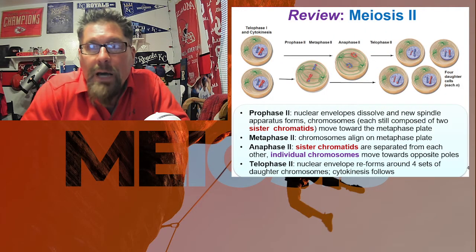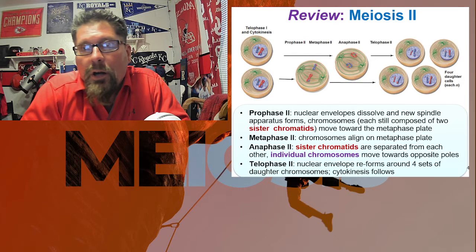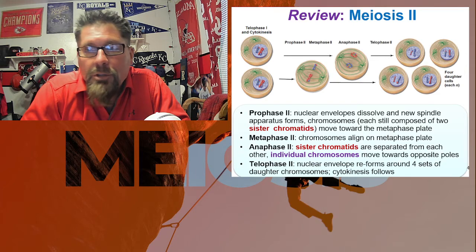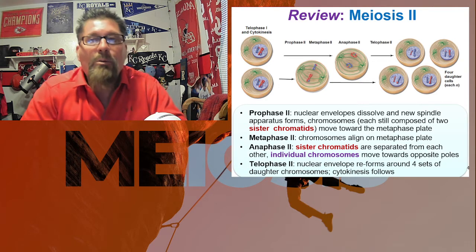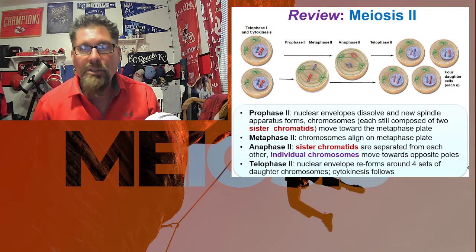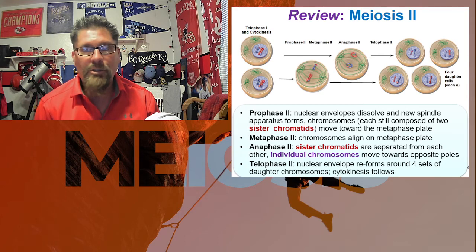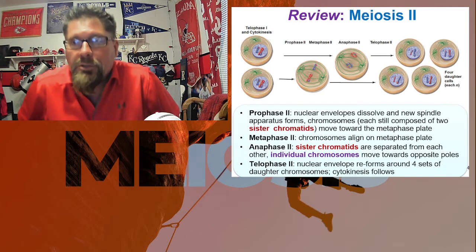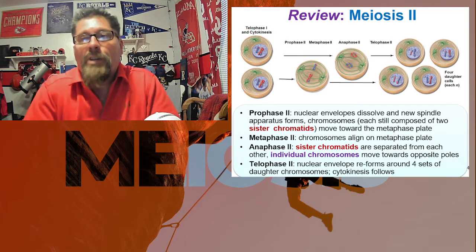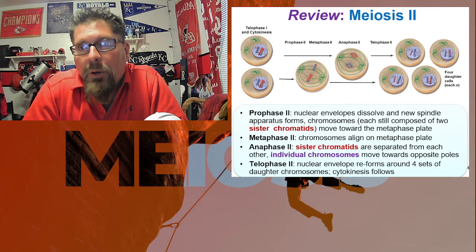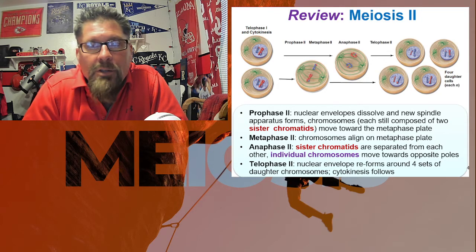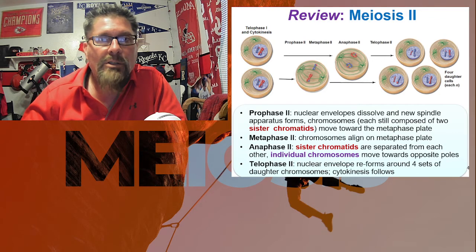Then those two haploid cells are going to go through the stages again in meiosis 2. But remember, sister chromatids and individual chromosomes are all references to the same thing. If we're seeing verbiage about sister chromatids, we know we're talking about meiosis 2, and that gets us down to 4 haploid cells that are now ready to be gametes, sex cells.